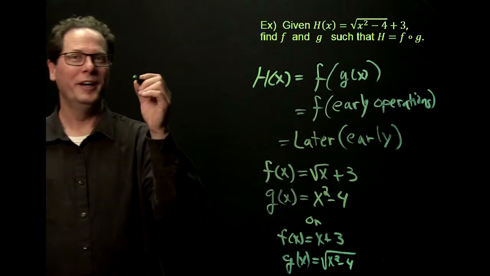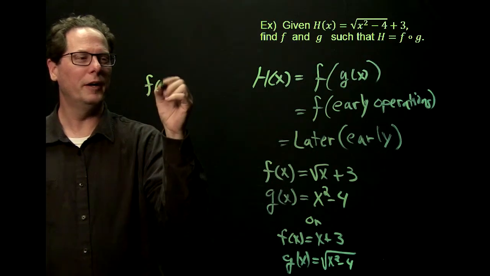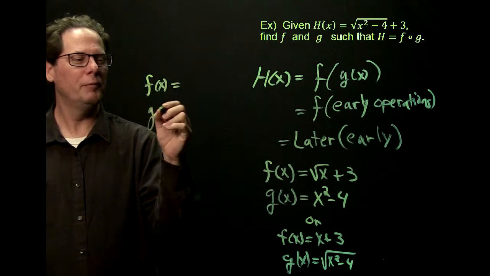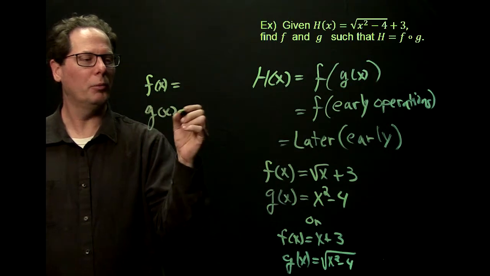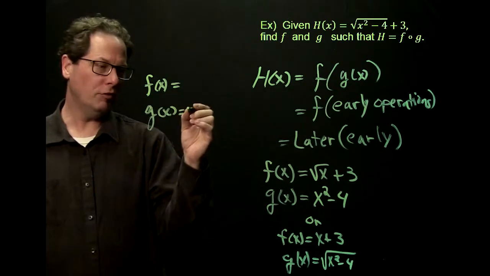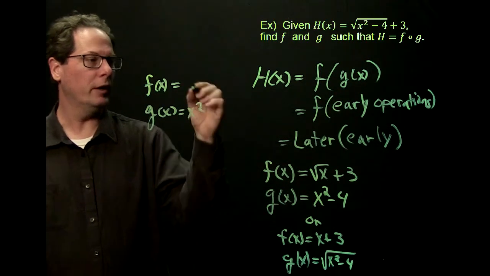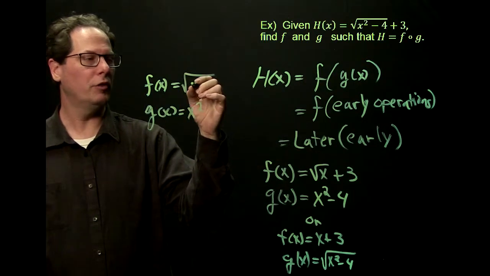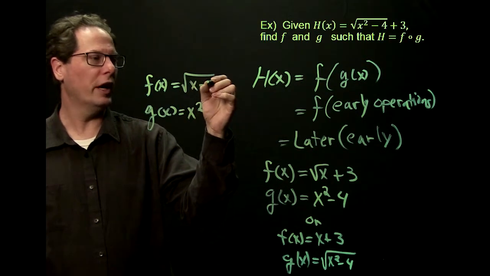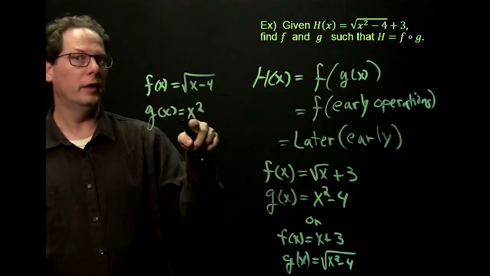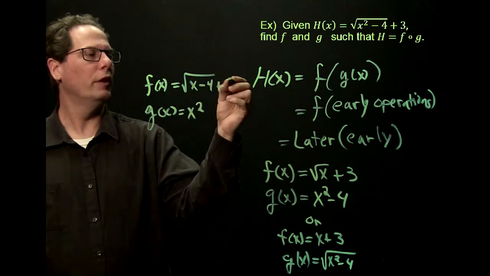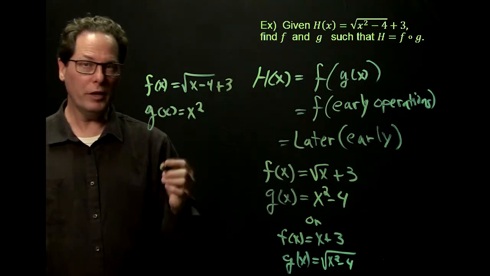There's actually more. So let me give you a couple more. Here's f and here's g. Now g is going to take on the early operations. So let's just let g do the x squared, and then f would take on all the rest. It would subtract 4 from the x squared, and then it would take the square root, and it would add 3. So there's another one.